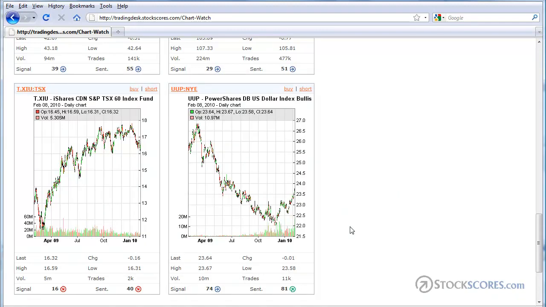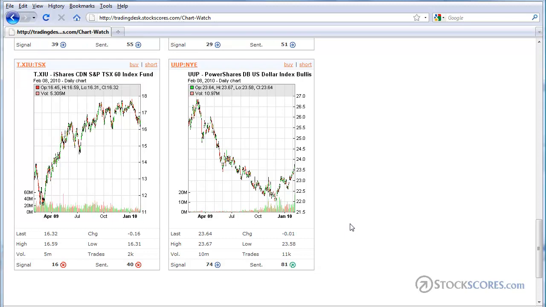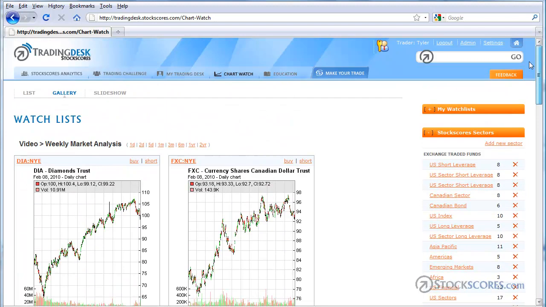So that's been a quick review of the important charts that I look at on a weekly basis using the Stockscores Trading Desk tool. And again, you can use that Trading Desk tool by going to tradingdesk.stockscores.com. All of these tools are free to use. You just have to register on your first visit.